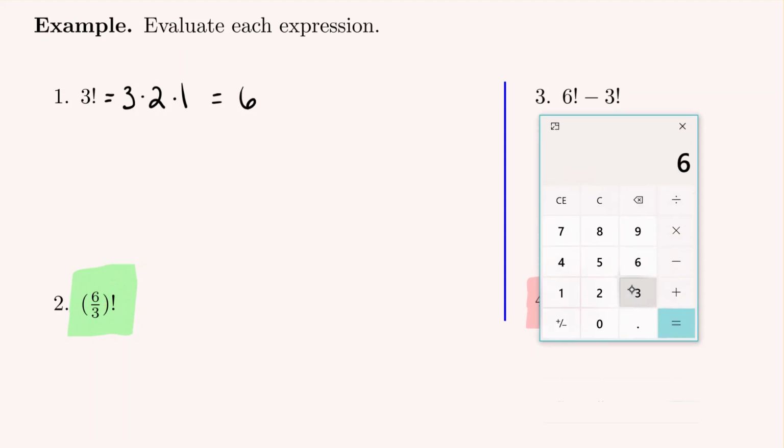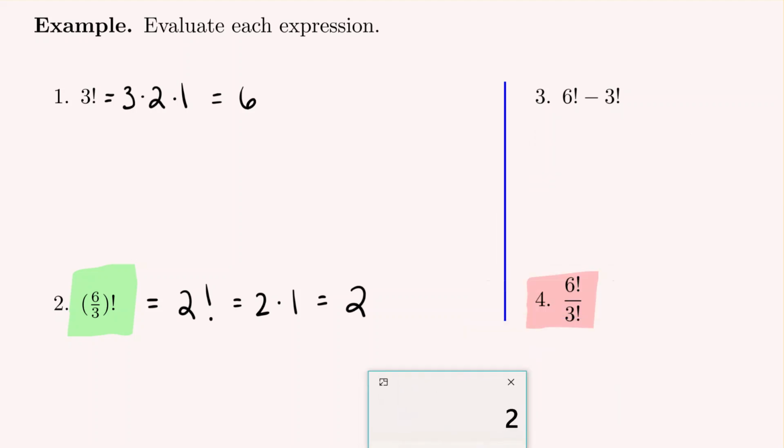Now 6 divided by 3 is 2. So this means I need to rewrite the inside of the parentheses as a 2 before I apply the factorial. Now 2 factorial means take 2, multiply it by the preceding integers. There's only 1, 2 times 1. So example 2 has value 2, whereas example 4 there is no parentheses, so I should instead read this as 6 factorial that is then divided by 3 factorial.